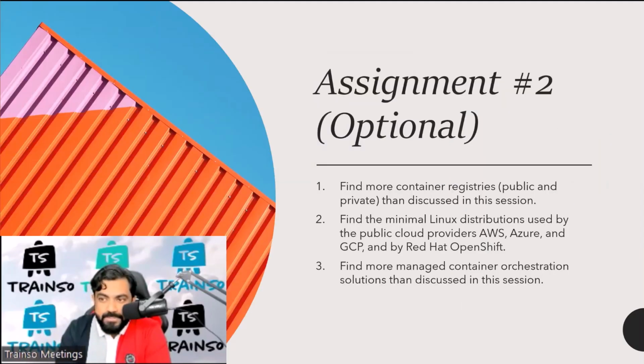Assignment number 2, which is optional. Find more container registries, public and private, than discussed here. Also find minimal Linux distributions used by public cloud providers, AWS, Azure, GCP, and by Red Hat OpenShift. Third, find more managed container orchestration solutions than discussed in this session.